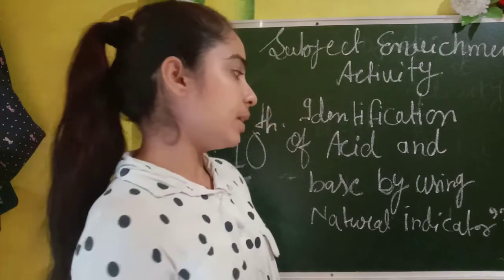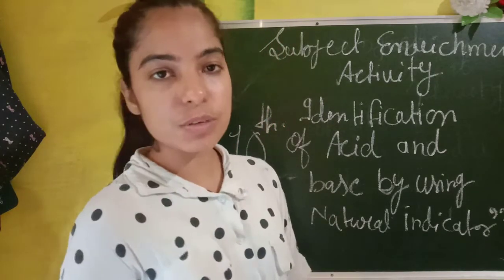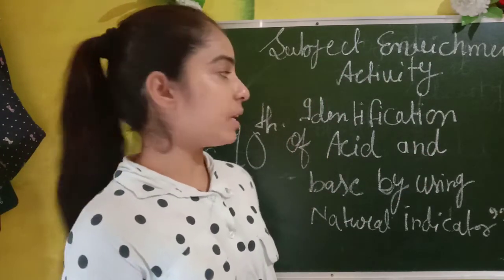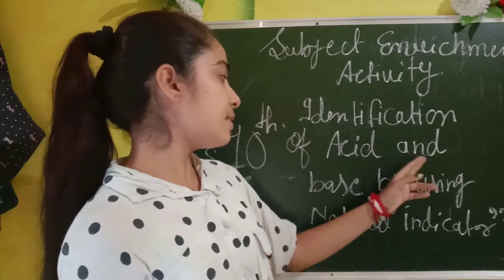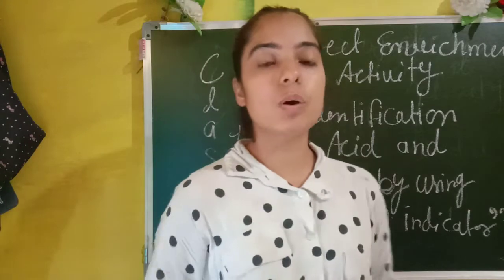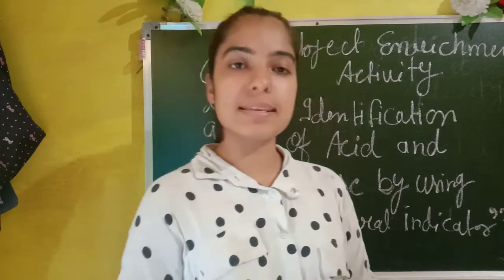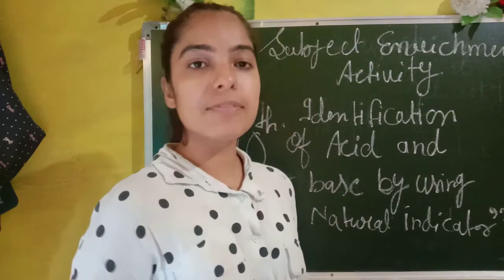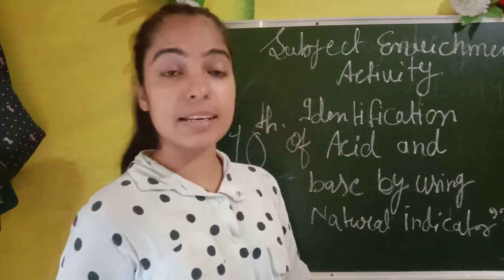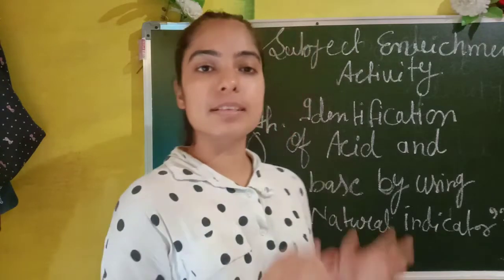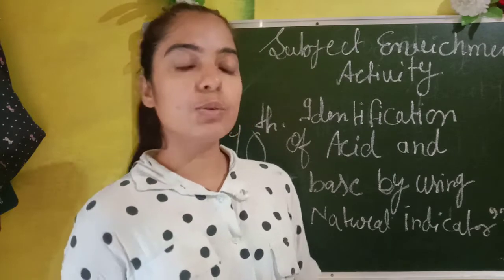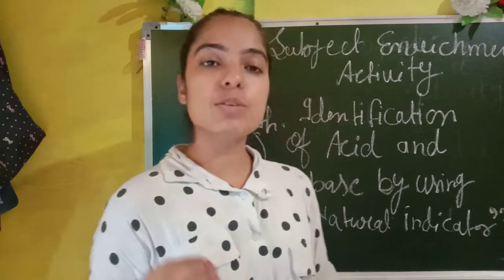Firstly, I would like to tell you what your topic will be. Your topic will be identification of acid and base by using a natural indicator. As you know, your second chapter belongs to acids and bases. To identify acidic and basic substances we generally use indicators, and indicators are of two types: natural indicators and artificial indicators. Clear? So you have to show in your video by using a natural indicator.